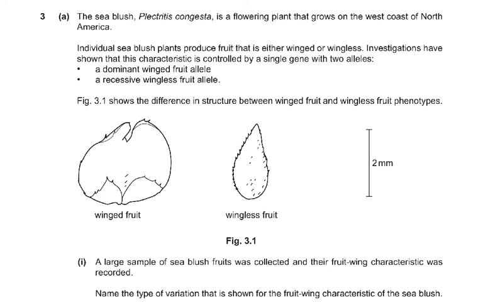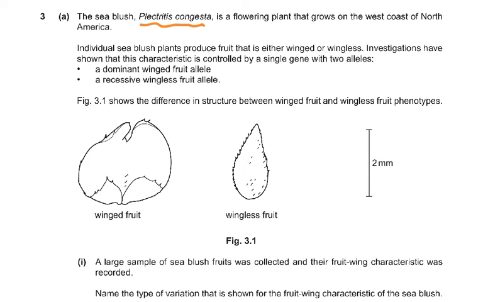Then coming to question number 3, the sea blush, whatever, is a flowering plant that grows on the west coast of North America. Sometimes you get very unnerved by reading these difficult names, so sometimes I just won't read them. And it's easier for you. I mean, I get a little unnerved, maybe you don't.